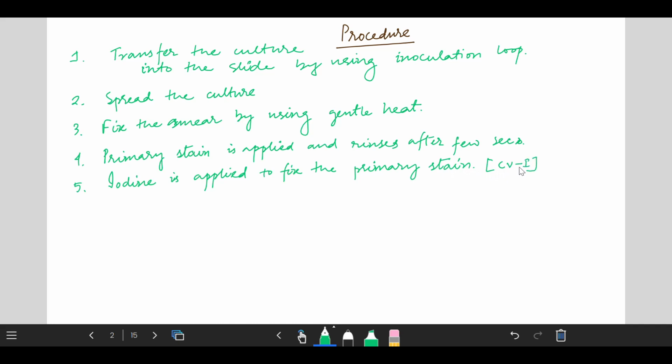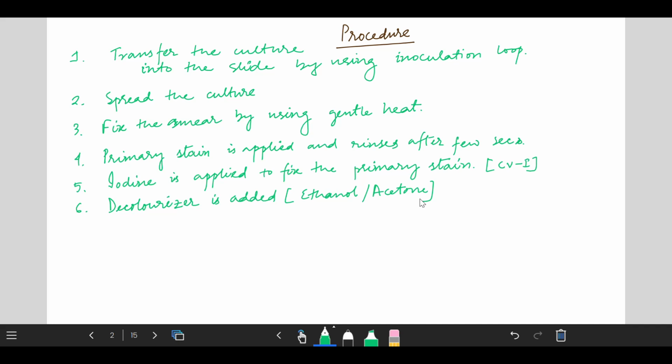Okay. And in the sixth step, we will use a few drops of decolorizer. It can be ethanol or acetone over the smear. Okay. And after a few seconds, rinse it. So decolorizer is added. It can be ethanol or it can be acetone. Now, why is decolorizer used? Actually, it's used to remove the primary stain or crystal violet color.